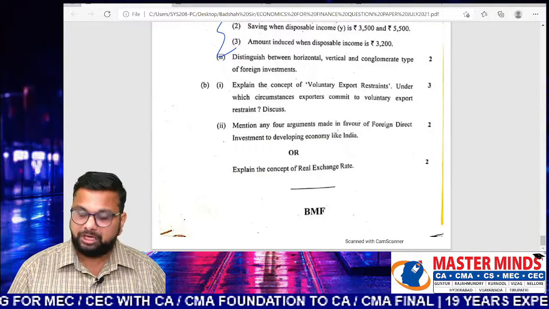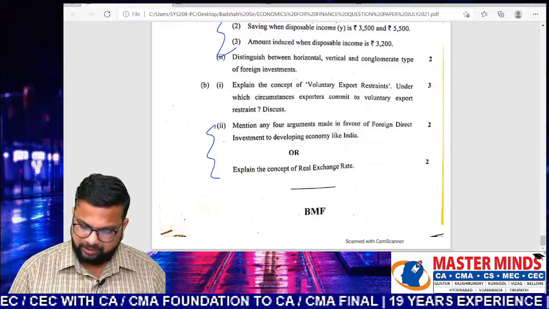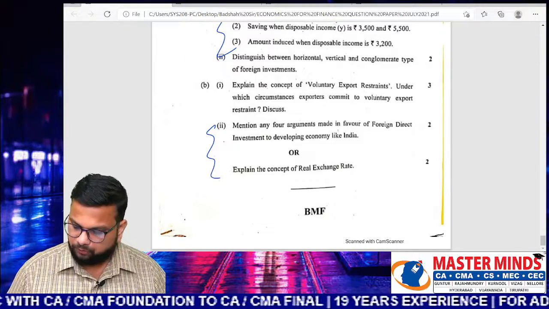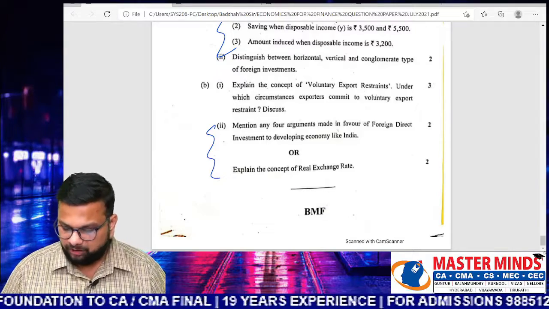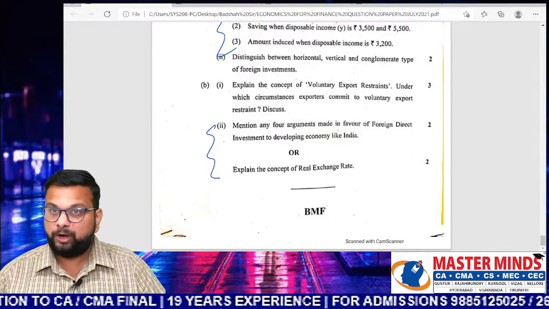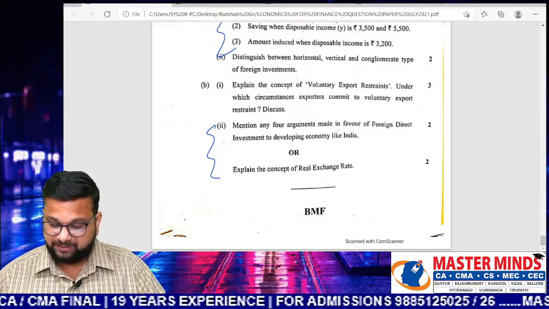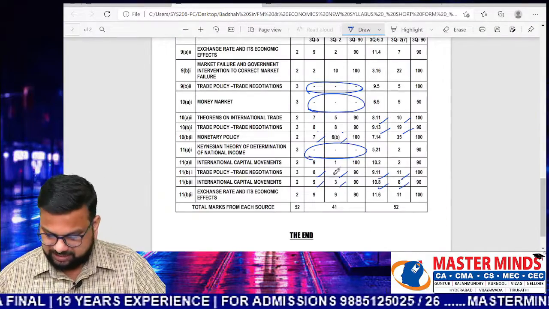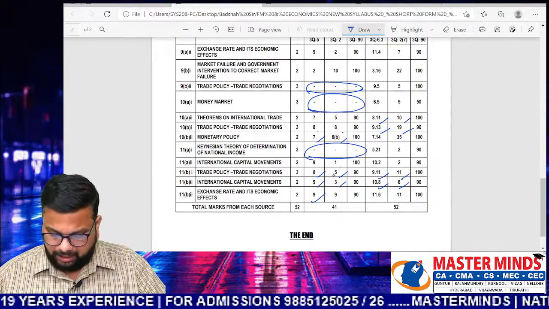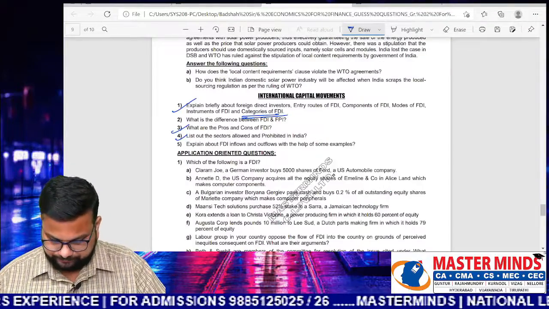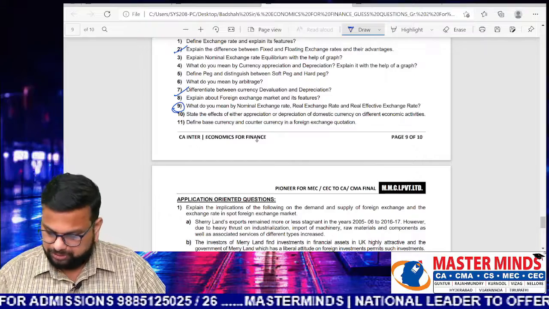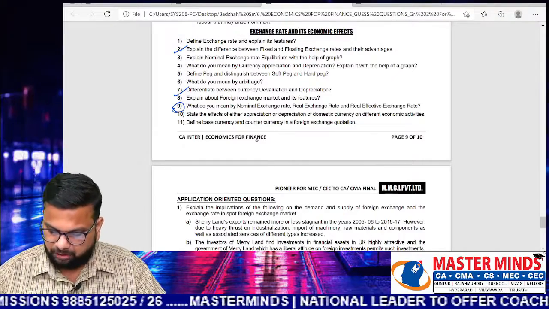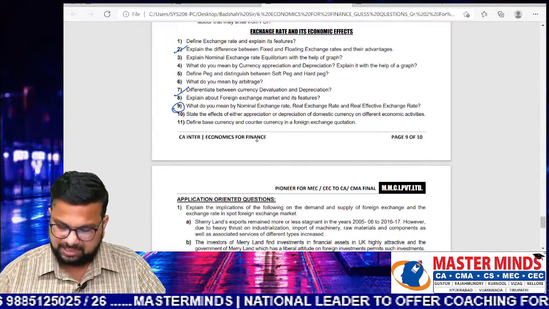And in the last question, we have an internal choice, Nana. Either we can write this question, that is 4 arguments made in favor of foreign direct investment, or explain the concept of real exchange rate. Let us see whether this point is also covered or not in our guest questions as well as in our material. Yes, it is covered, Nana. Page number 9 and 9th question in guest questions. This is the question, Nana. It's a lengthy question, out of which only a part was asked.